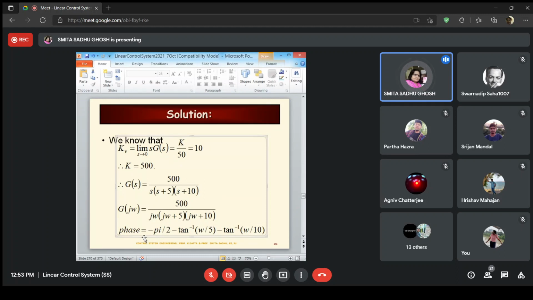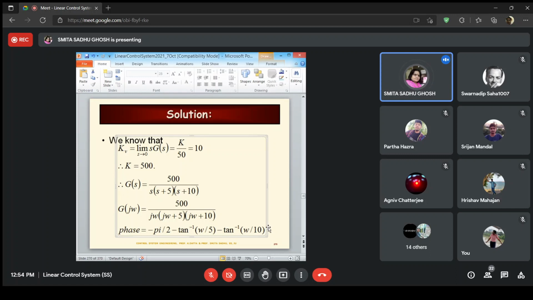Right. So the phase, the value of the phase at any frequency omega, is going to be 0 from this one, not written, minus pi by 2 from the j omega, minus tan inverse of omega by 5, minus tan inverse of omega by 10. The minus is coming because these are from the poles, that is in the denominator, not from the numerator, right? So that is the expression for the phase phi at a frequency omega.